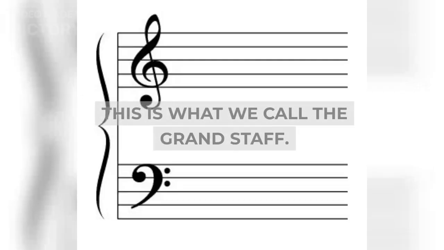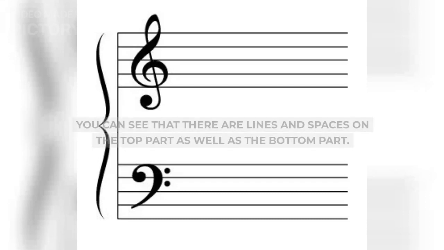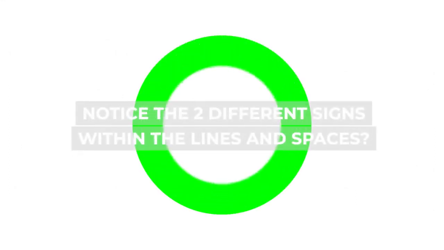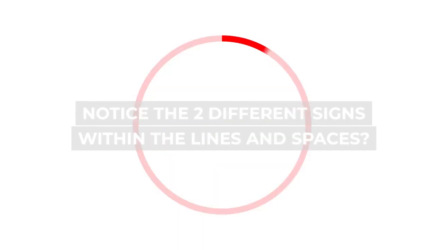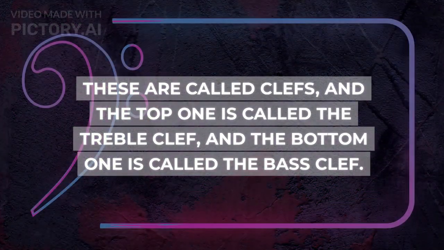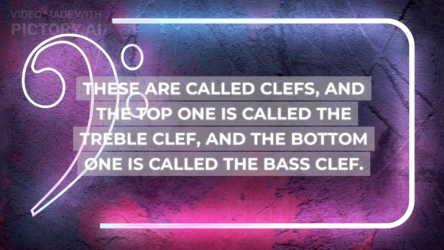This is what we call the grand staff. You can see that there are lines and spaces on the top part as well as the bottom part. Notice the two different signs within the lines and spaces? These are called clefs, and the top one is called the treble clef, and the bottom one is called the bass clef.